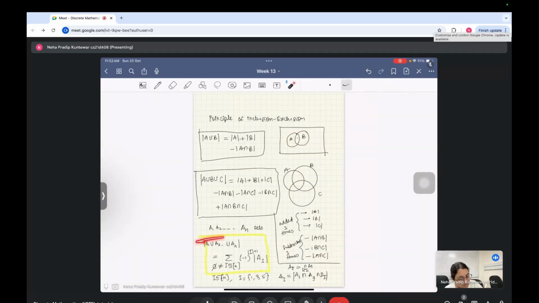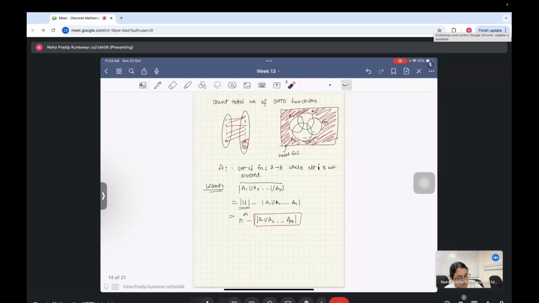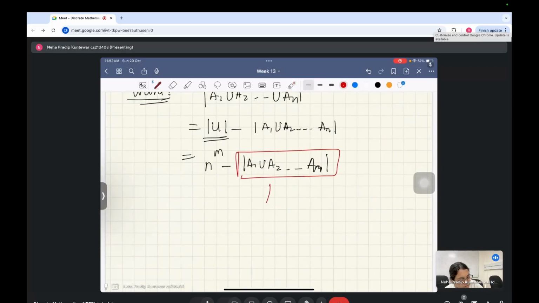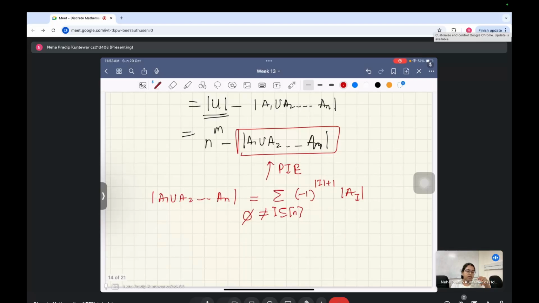We know that this is given by this quantity, so this is where the PIE comes in, and we know that a1 union a2 and so on up to an is given by the summation over I a subset of n, I not equal to empty set, of minus 1 to the size of I plus 1 times the size of a_I.